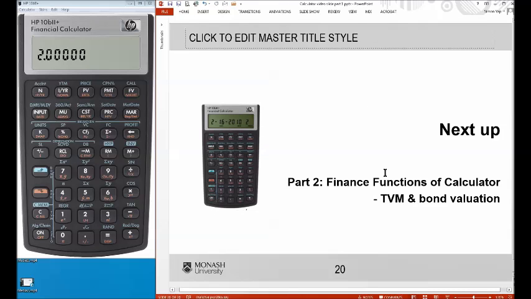Alright, that's the end of part 1, and I really hope that you have mastered the basic functions of our calculator by now. Next up, we will be looking into the finance functions of the calculator, and we'll also be trying some TVM, time value of money, and bond valuation problems using these finance functions. Thank you.